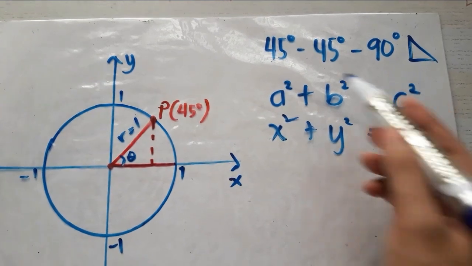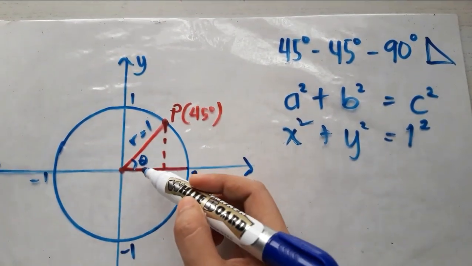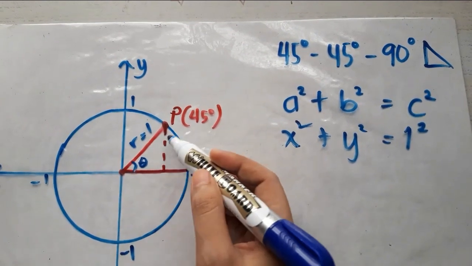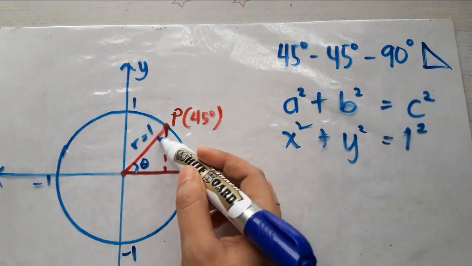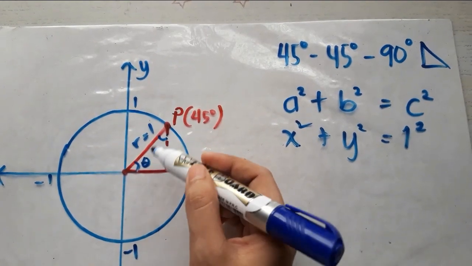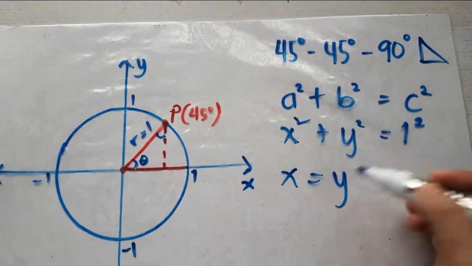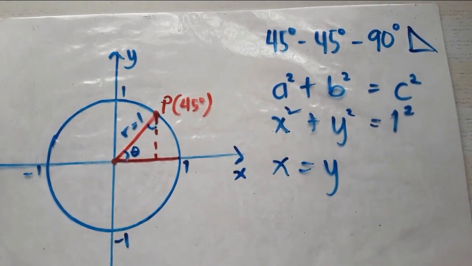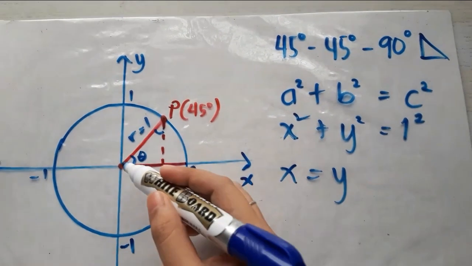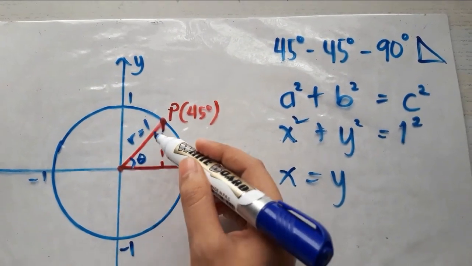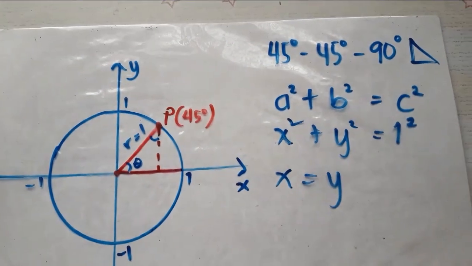Now, the rule here for a 45, 45, 90 degree right triangle is that these legs, which are opposite these angles, which are both 45 degrees, are equal. So we say that x is equal to y. They are equal or congruent because the angles are also equal or congruent. They are both 45. 45, 45, 90. So that sums up to 180 degrees.